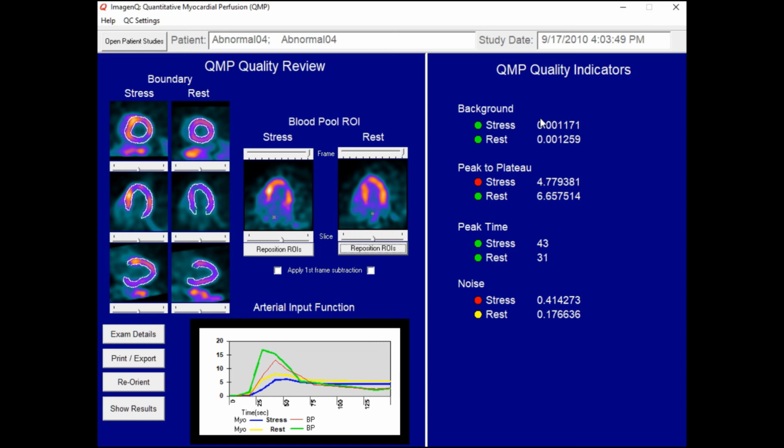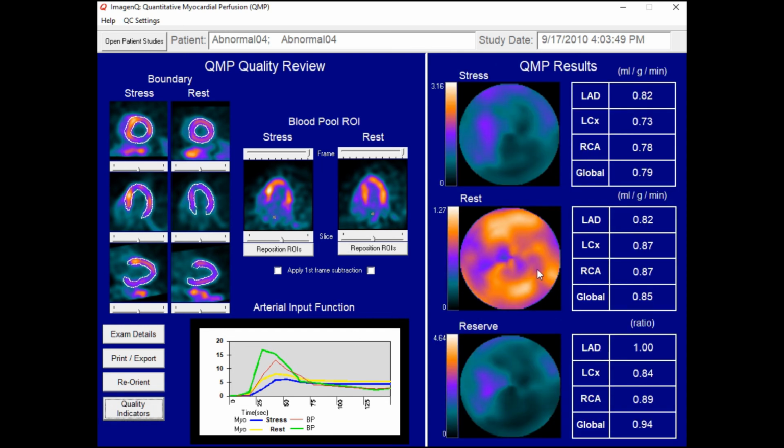So in looking at this study, finally, we have good background. So we captured the entire blood pool bolus. We have a stress peak to plateau, which is less than we would expect, probably due to the poor ventricular function, due to the effects of the vasodilator. A good peak to plateau at rest, good timing of the boluses, and noise values at stress, which are probably due to the real ischemia, and less than ideal resting noise values, probably as a result of poor counts.